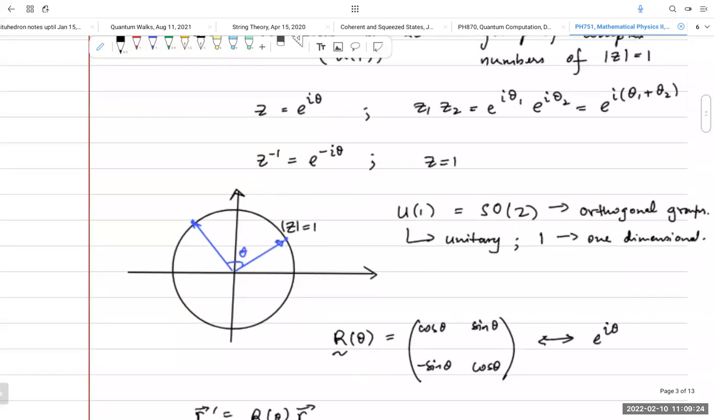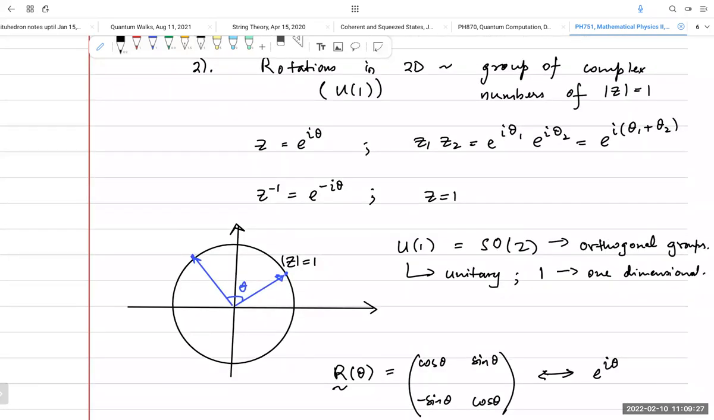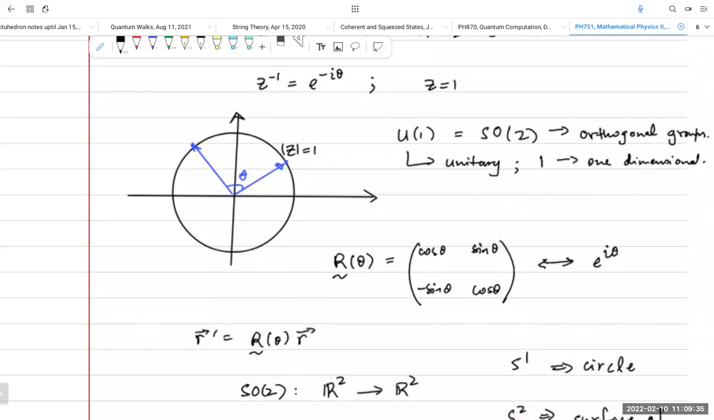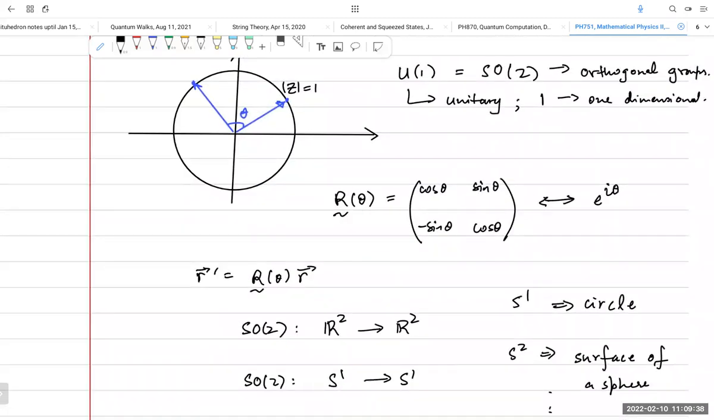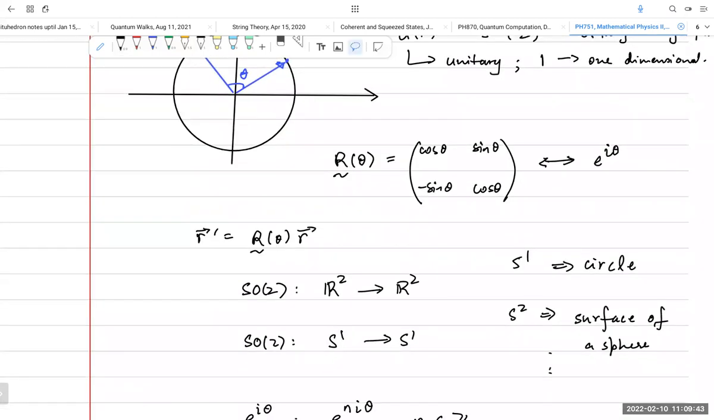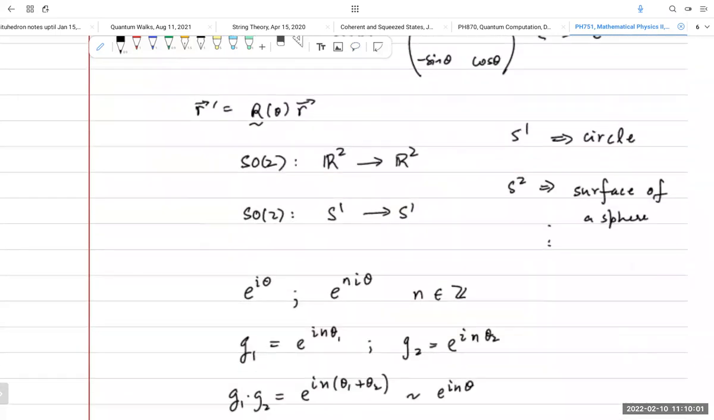So the first group that we looked at is SO(2), which is also the same as U(1). There is a group homomorphism which connects these two. An element of U(1) can be written as this exponential, an element of SO(2) can be written as this matrix, and the group homomorphism simply maps the exponential to the matrix. It's a one-to-one mapping, so we have a group isomorphism between the two.